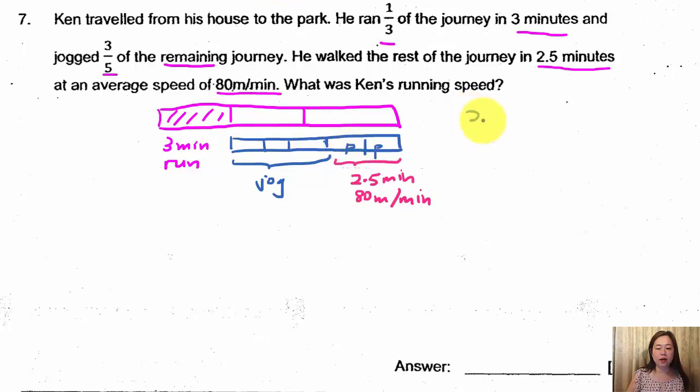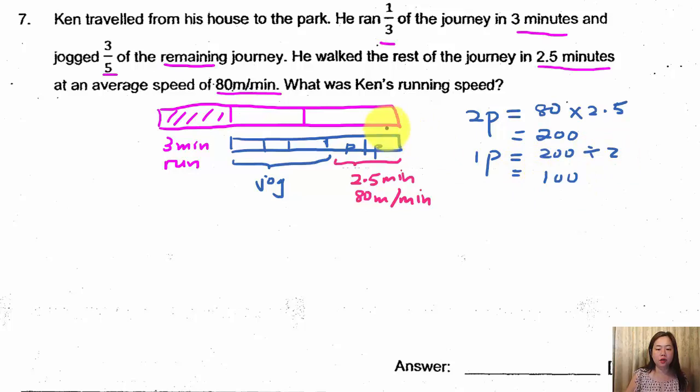So 2 parts will be equal to 80 multiplied by 2.5, because every minute Ken would walk 80 meters, and this will be equal to 200. So we can see now that 1 part is actually equal to 200 divided by 2, and it will be 100. So all these blue boxes are 100.